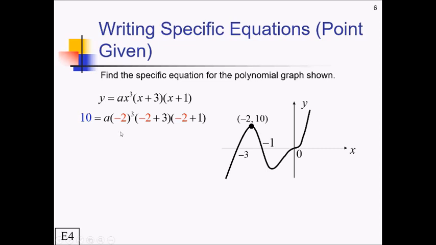So when the dust settles, we can write 10 equals 8a. Dividing by 8 to get a by itself, that ends up giving us 10 over 8, which we can reduce by 2's to get 5 over 4. So there's our a value. And as always, don't forget to plug it back into the original. So we have y equals 5/4 x cubed times x plus 3 times x plus 1.